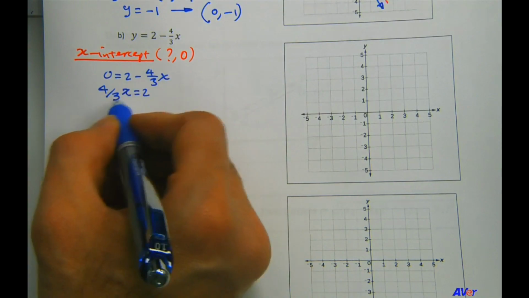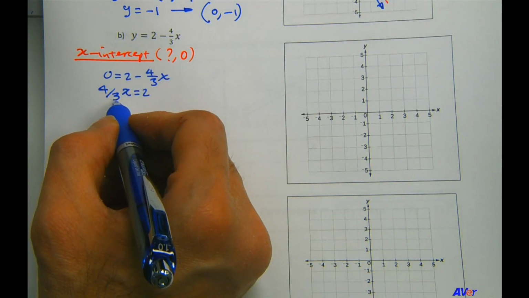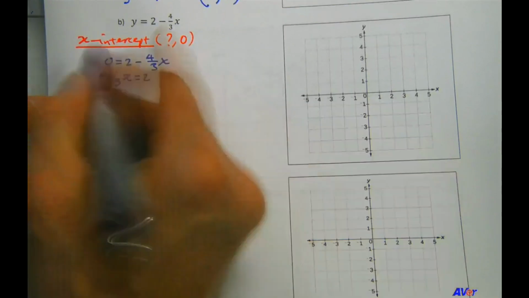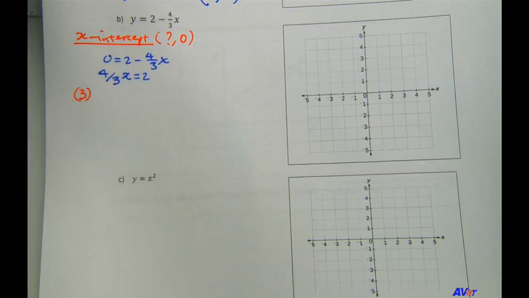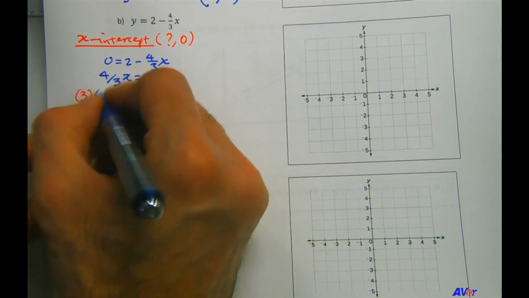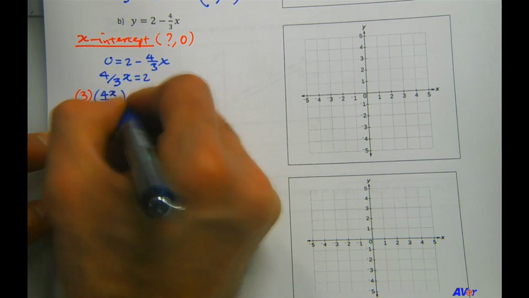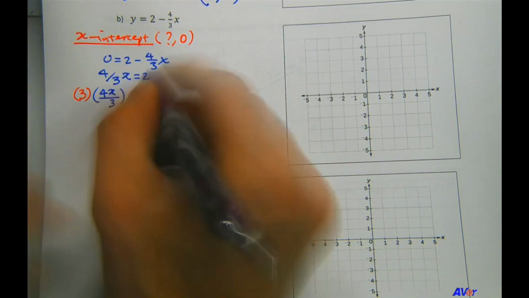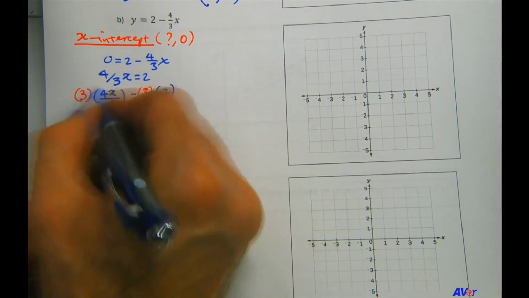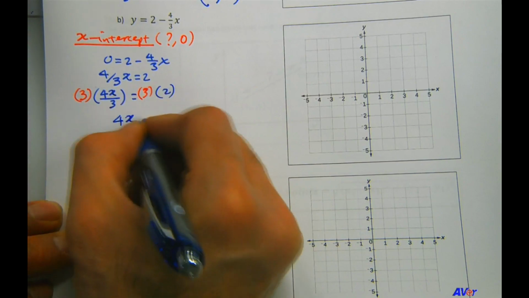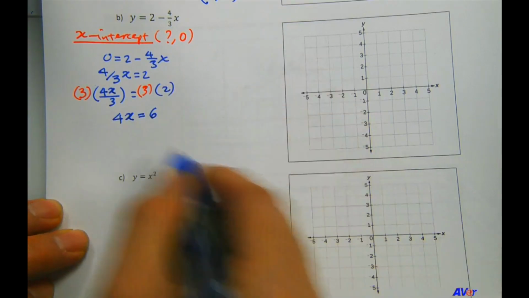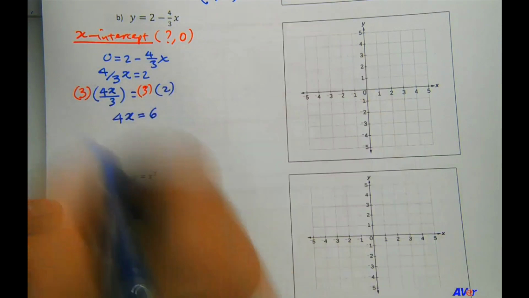Now let's multiply both sides by 3. We can do that, right? So 3 times, this is just to clear the fraction. 3 times 4x over 3 on the left, and 3 times 2 on the right. So the 3 and the 3 cancel out. We end up with 4x equals 6. Right? I'm running out of space, so I'll put the y-intercept here, so it's okay.